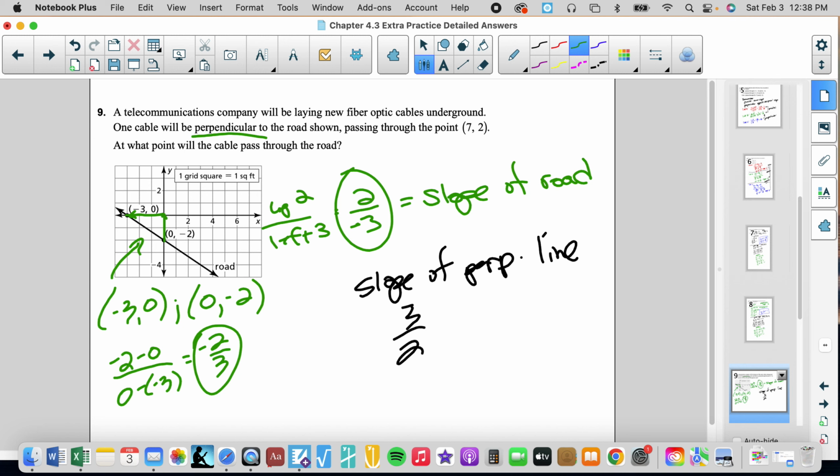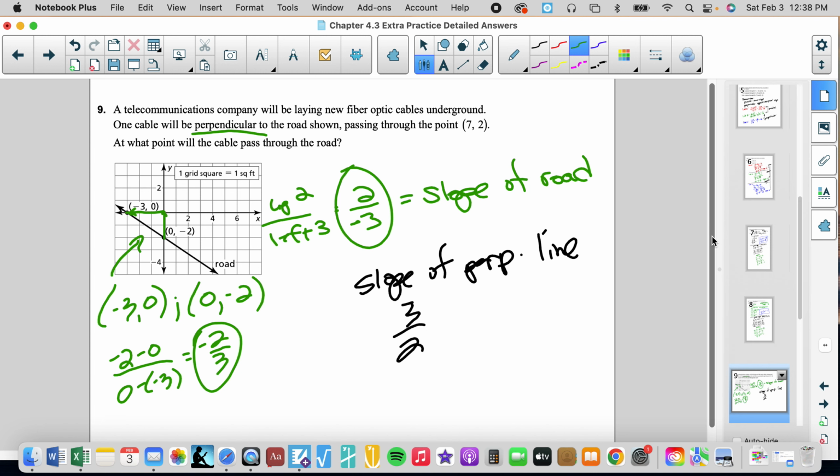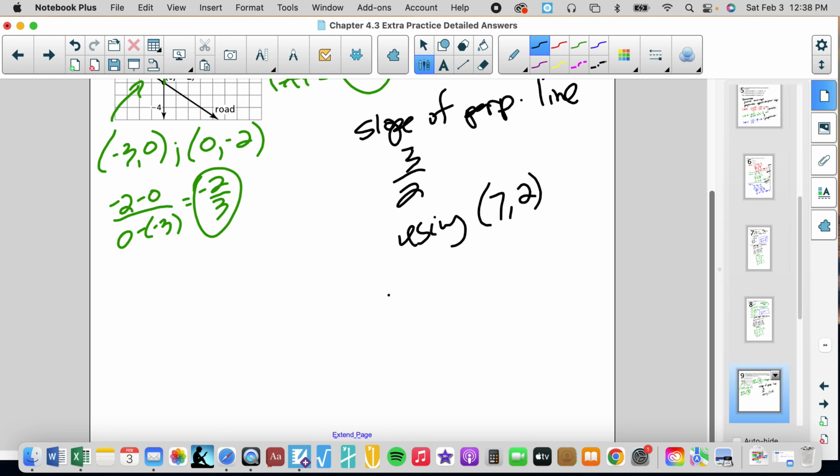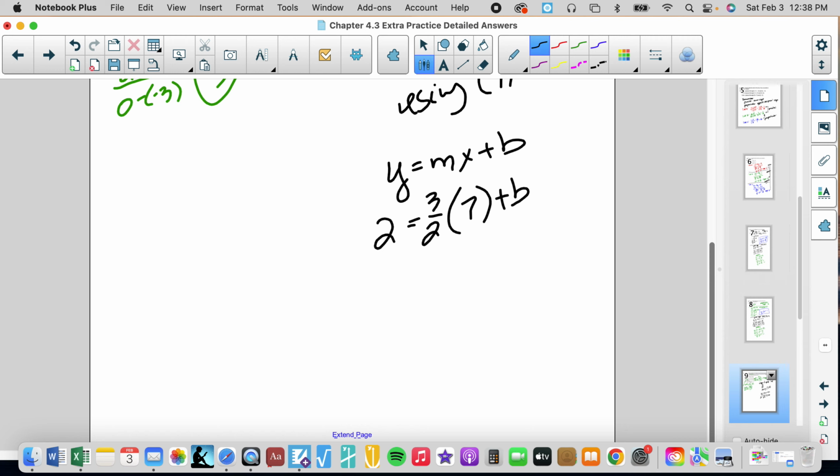And now we have to calculate the equation of the perpendicular line passing through this point, using this point, 7, 2, and now let's do it in slope-intercept form. Let's fill in the info. We have 2 for y. We have 3/2 as our perpendicular slope. We have 7 as our x. This will be fun.